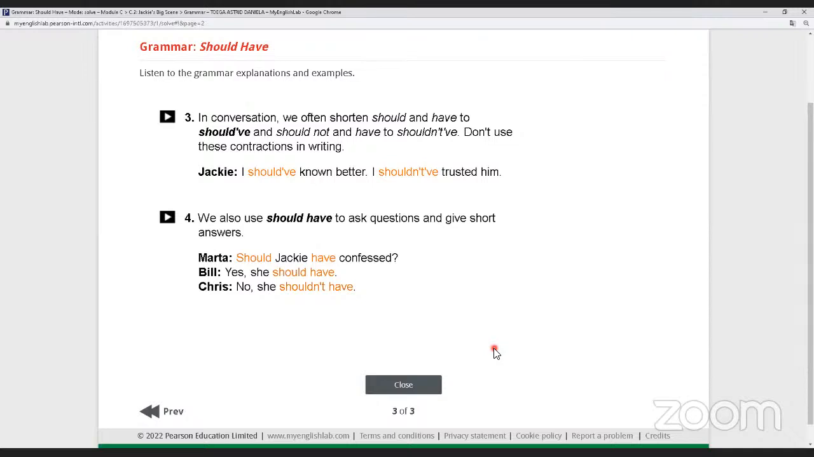Okay, so let's finish with the last point, right? We have should have. As it is a modal, we have the possibility to use this in questions, right? For example, should Jackie have confessed? Yes, she should have, or no, she shouldn't have. These are yes, no questions, right? Let's see the structure.